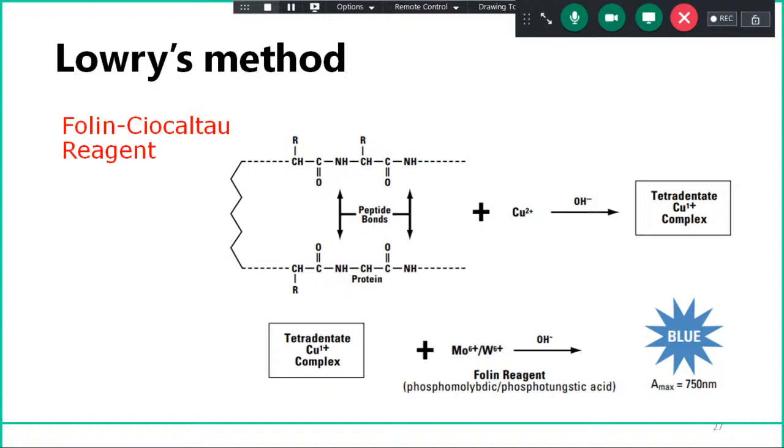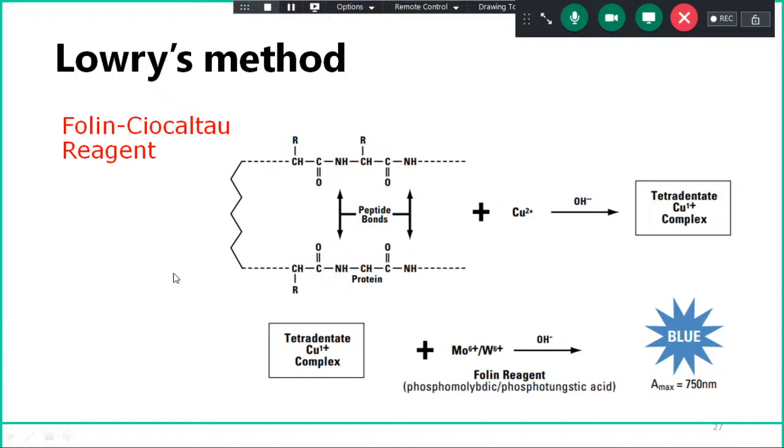The Lowry method, like I said, is a combination of biuret along with Folin-Ciocalteu reagent, which is a mixture of phosphomolybdic and phosphotungstic acid. So in this, like in the biuret reaction, first of all, the peptide bond in the protein will reduce the cupric ion into cuprous ion, and now this cuprous ion, having complexed with protein, reduces this Folin reagent, which is, like I told you, a mixture of phosphomolybdic and phosphotungstic acid, into a blue color compound.